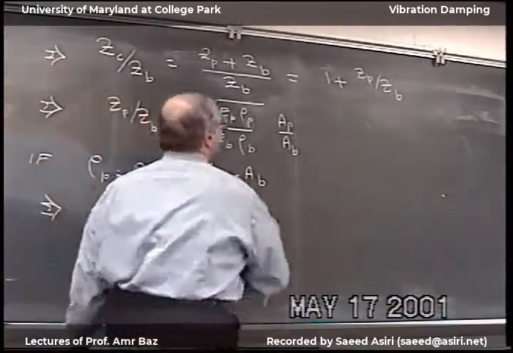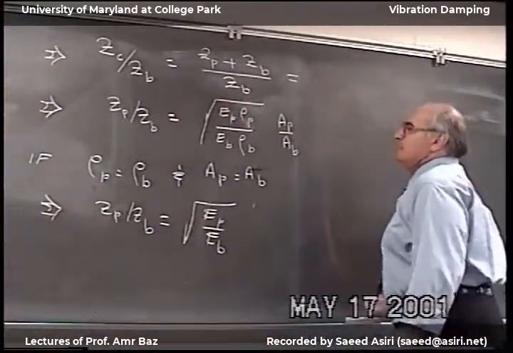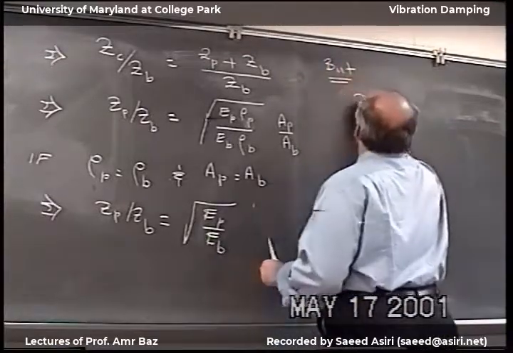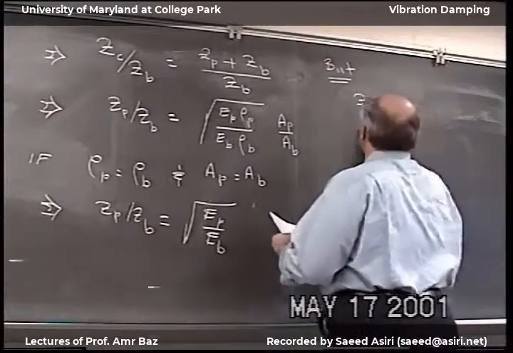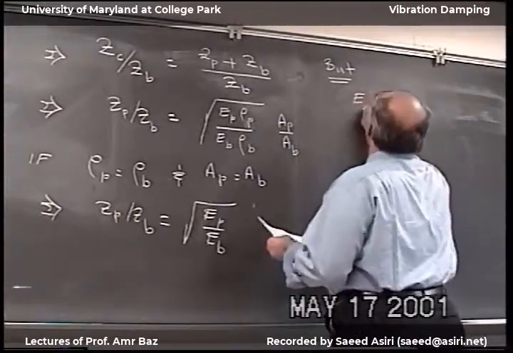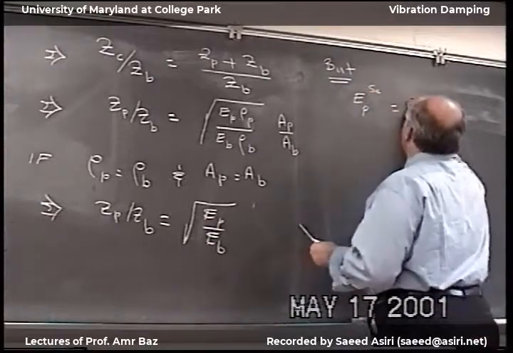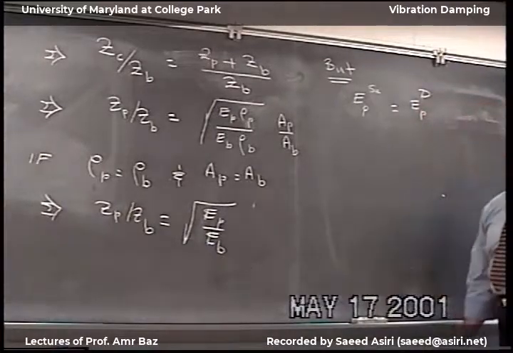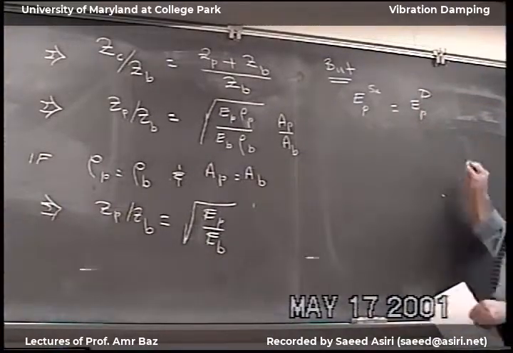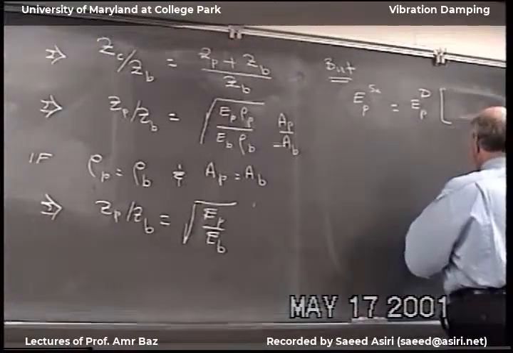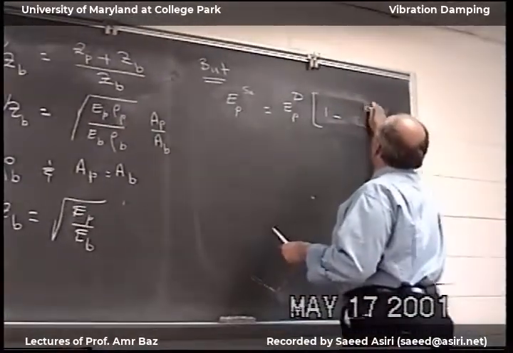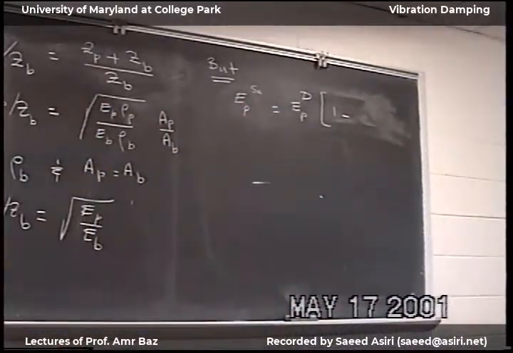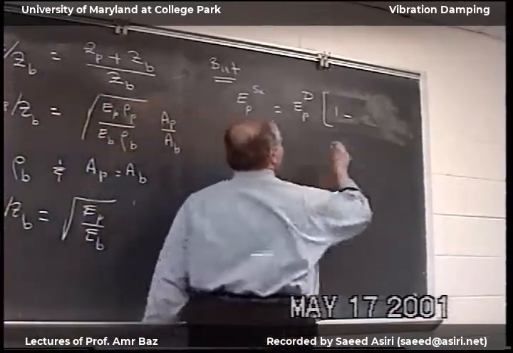Now we found out the following. E piezo when I shunt it is equal to E piezo open loop, and then 1 minus K squared. This K, I'm going to write it with yellow. This K is the electromechanical coupling factor.